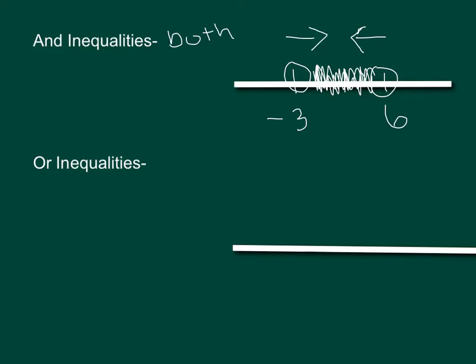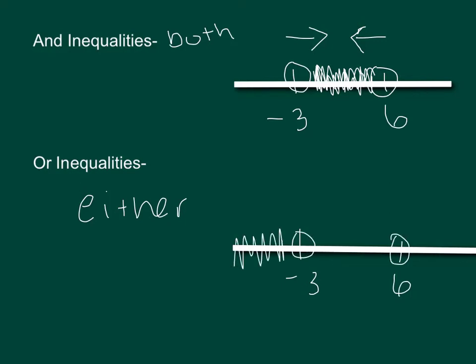Or you could have the or inequalities where it's either one or the other. So keep that same example. So you have your -3 and your 6. In this case, x would be less than -3 or greater than 6. No number can be both less than -3 and greater than 6. So that is what we call an or inequality when your graphs go out.